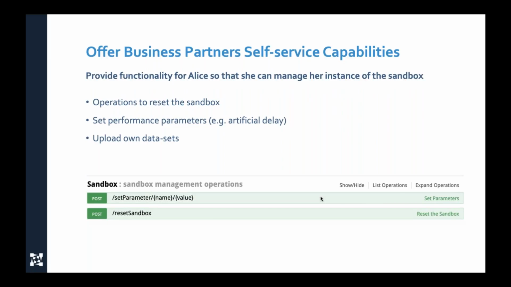The architecture is efficient, but it also enables the administrator, Bob in this case, to expose some really nice self-service controls to Alice. These are just a few common examples, but operations such as reset data are a must-have. Ability to set performance parameters to validate your application behavior with response delays, absolutely a must-have. Ability to inspect existing data as well as the ability to upload your own data sets are all great, and they all contribute to a fantastic end user experience, which is really the main goal here.